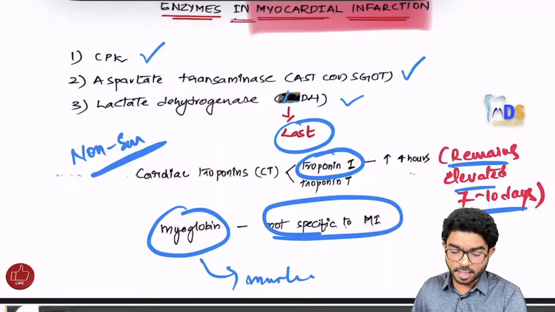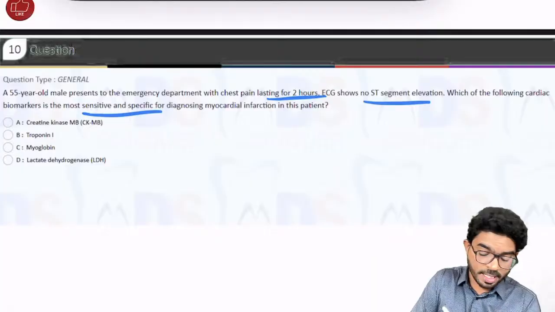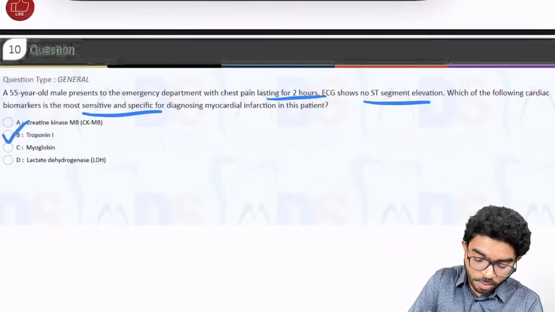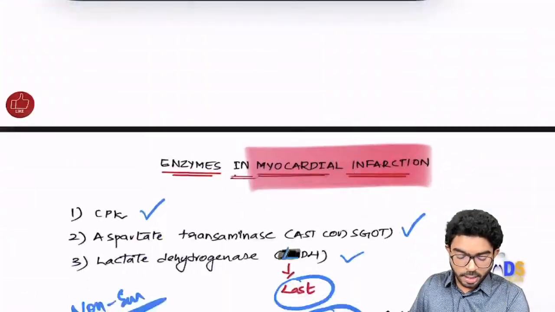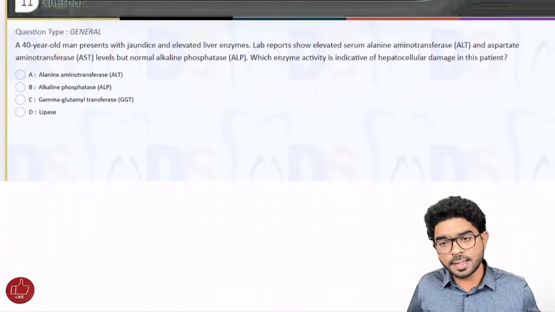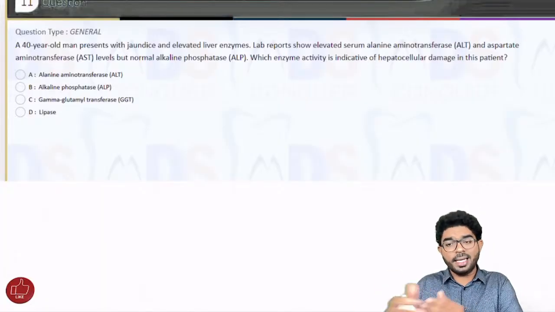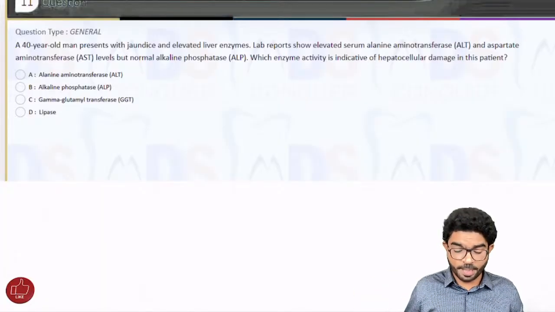This is what we have discussed. And now the question is very simple: which is more sensitive, which is more specific? It is troponin I, option B. Then jumping into the next question, again the concept was discussed. This is a previous NEET PG question, not NEET MDS, a NEET PG question. The concept is given for NEET PG students.